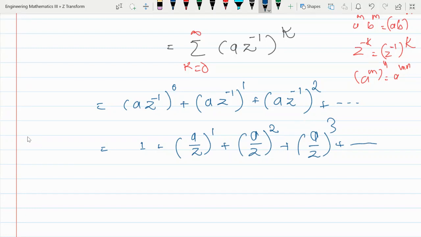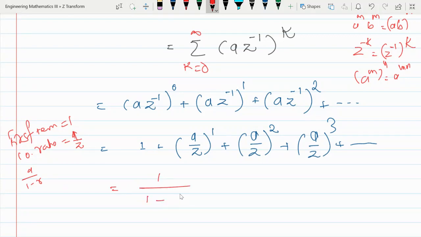Now see, again this is a geometric progression with a equal to 1. First term is 1 and common ratio is a upon z, sorry, a upon z, not 1 upon z. Isn't it? So the sum is a upon 1 minus r. So this is equal to 1 divided by 1 minus r, where r is a upon z.